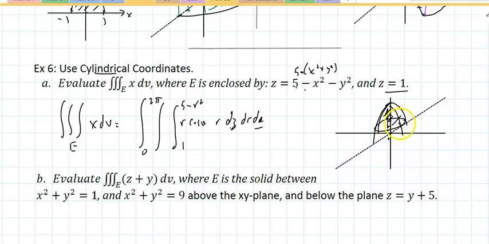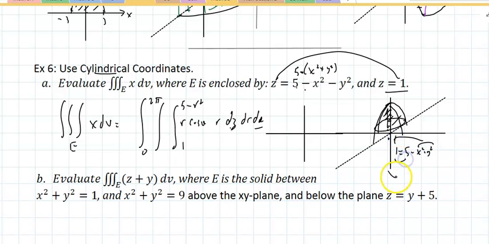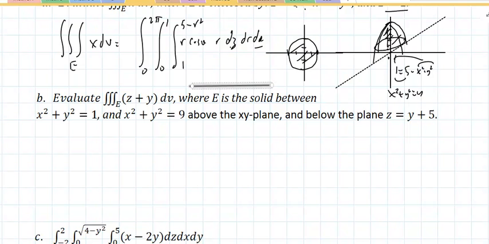And if I look at where those intersect, if I put the 1 right there, I'll be looking at 1 equals 5 minus x squared minus y squared. If I move those to the left and this to the right, I have a circle with a radius of 2. So 0 to 2 pi and 0 to 1 will do the trick. I'm assuming you will evaluate those. If not, I'll be more than happy to go over that in class.